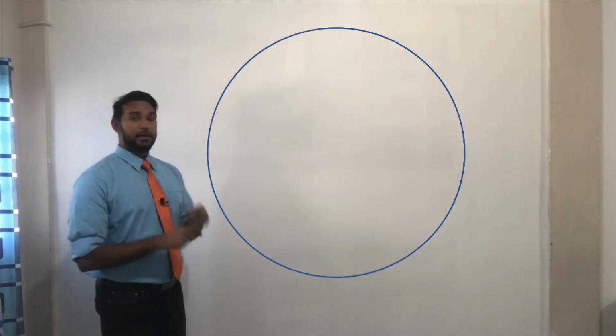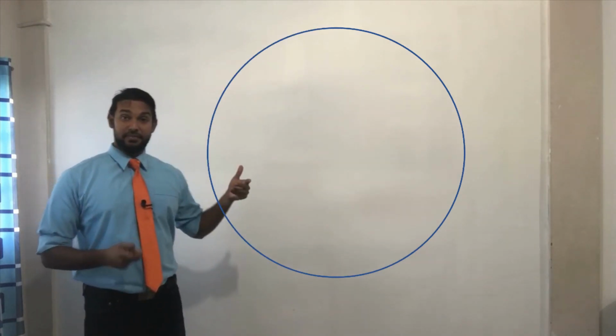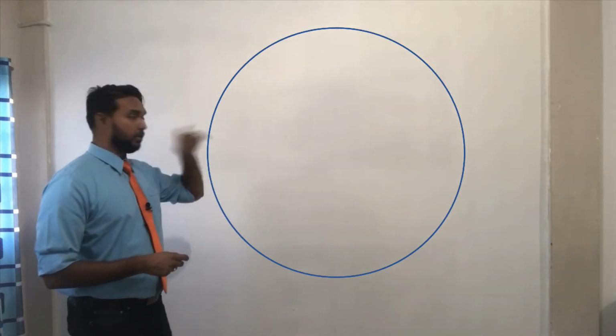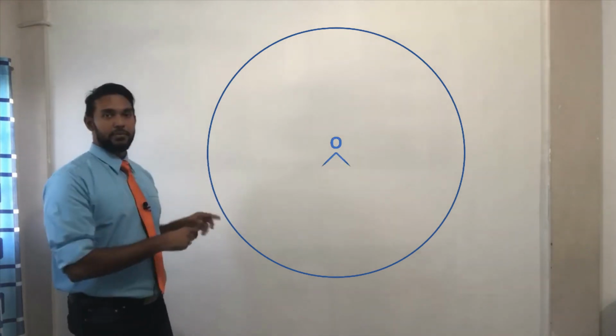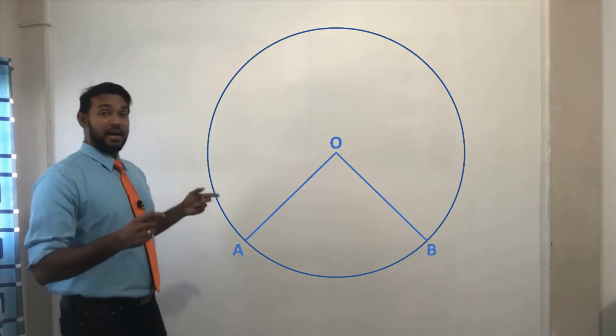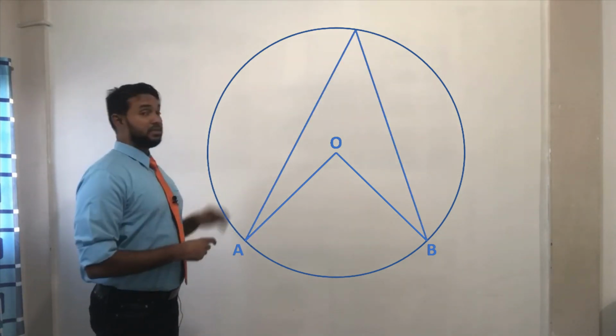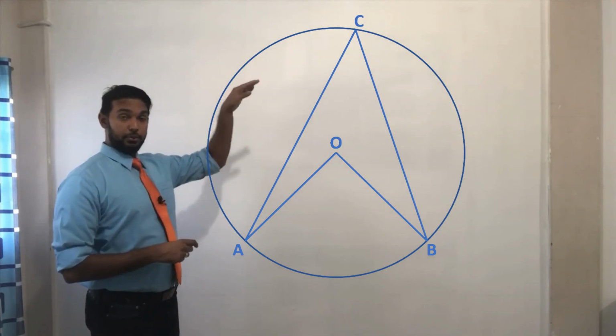So the first thing we need is a circle. Let's get a circle going there, and we're looking to prove that the angle at the center of the circle is double the angle at the circumference. So let's get the center of the circle O. Let's get two radii going from there, one to point A, one to point B. And then we're going to get a line from point A and a line from point B going up to meet at a common point on the circumference. Let's call that point C.